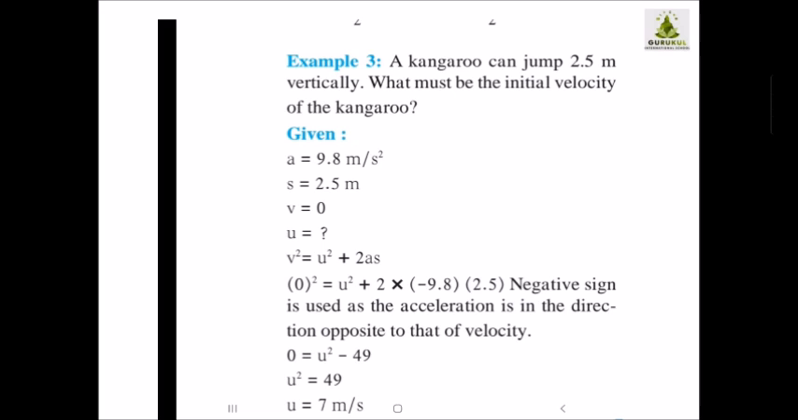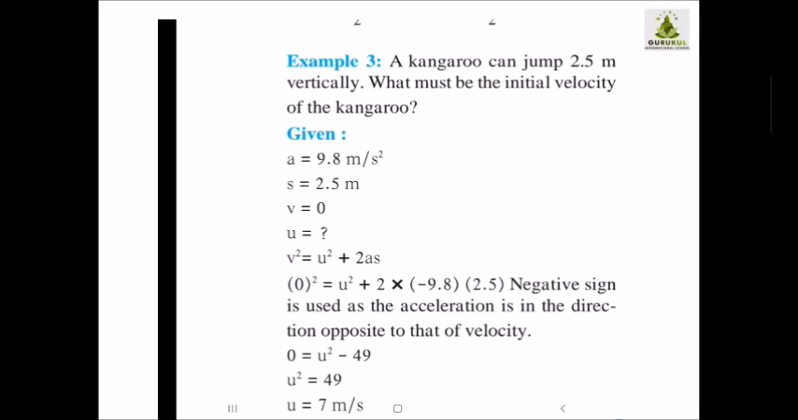2.5 is given already. Now here you will have a question: why is the negative sign given? The negative sign is used as the acceleration is in the direction opposite to that of velocity. Means when you jump, your velocity and your acceleration will be in the opposite direction. That's why we are using the negative sign.